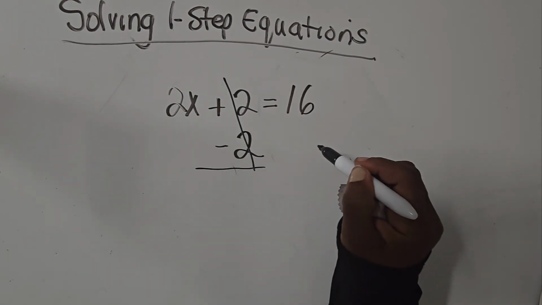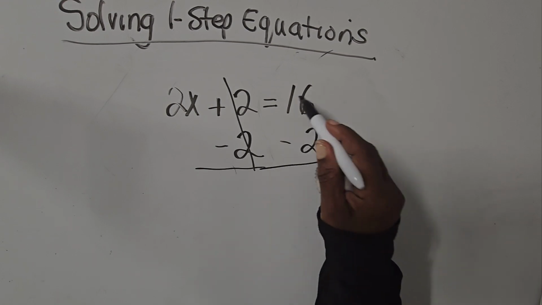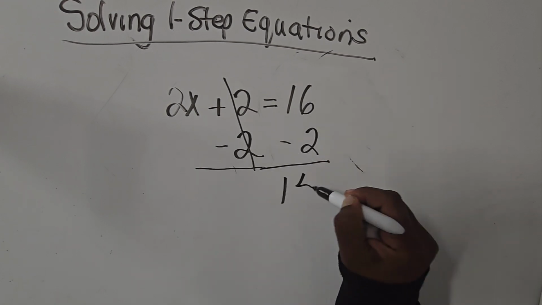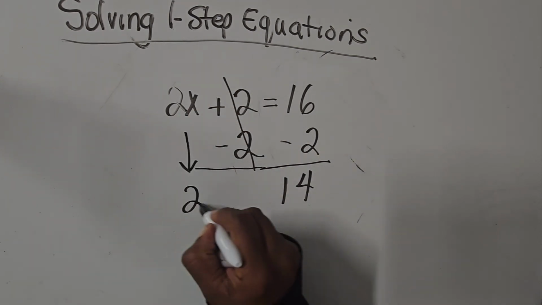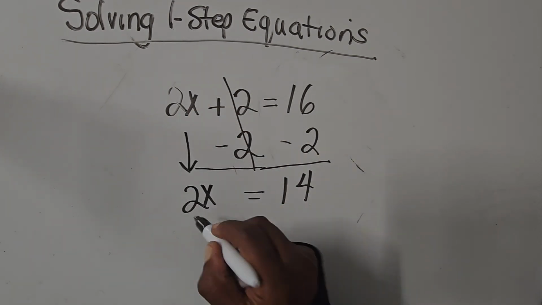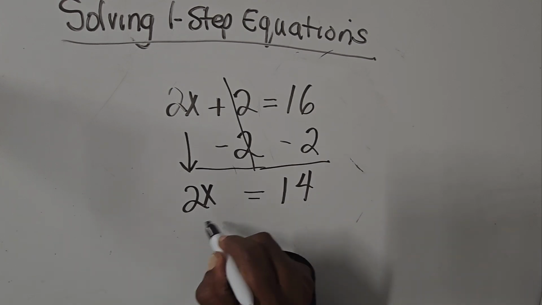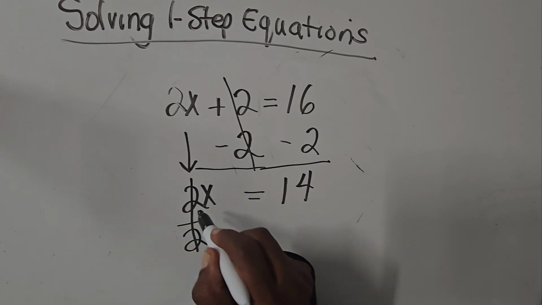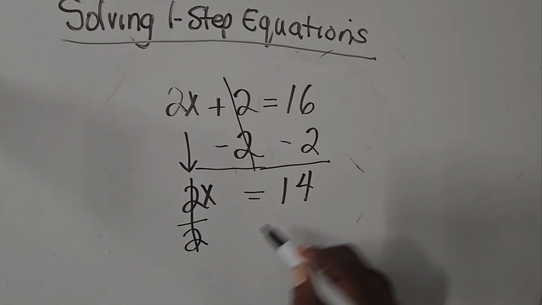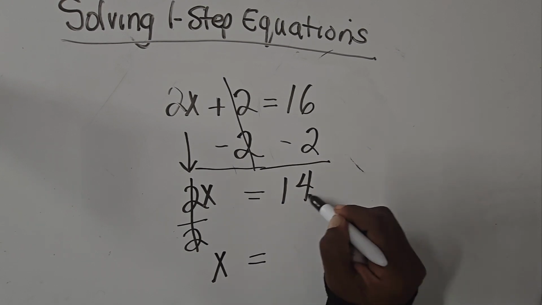What I do to one side, I do it to the next. So I'm going to bring the 2 over here. 16 take away 2 gives me 14. I'm going to bring my 2x down, right down. So 2x is equal to 14. I got to get rid of this 2 so I can isolate my x. I'm going to divide it out. 2 goes into 2, 1. So now we have 1x is equal to 14, or aka x is equal to 14.